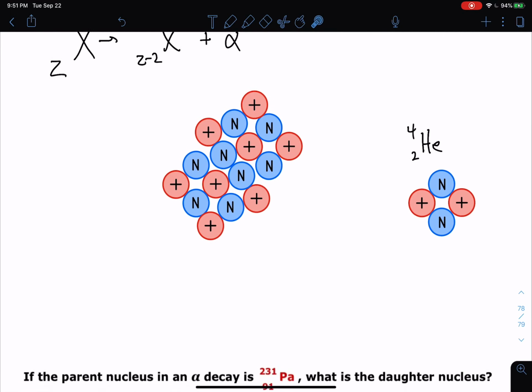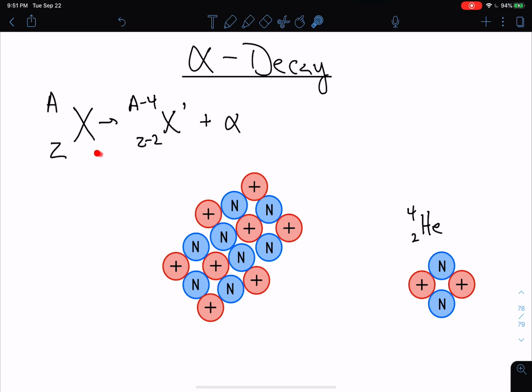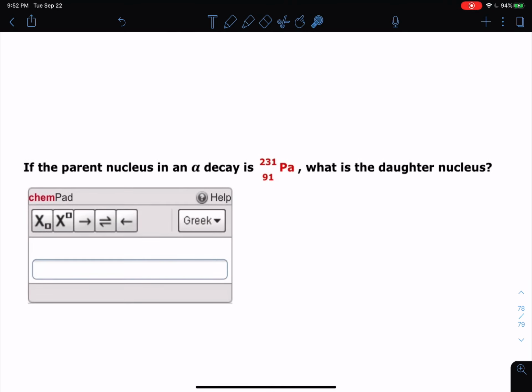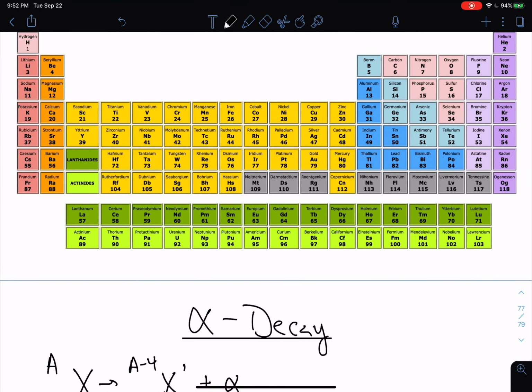And it says, what is the daughter nucleus? Now, I should mention, this is called the parent nucleus. This is called the daughter nucleus. So I'm starting out with 231 protactinium. And then I'm going to lose 4 up top. So this is going to become 227, and 2 on the bottom, 89. And what is 89? I sure don't know. Actinium. So the protactinium turns into actinium.